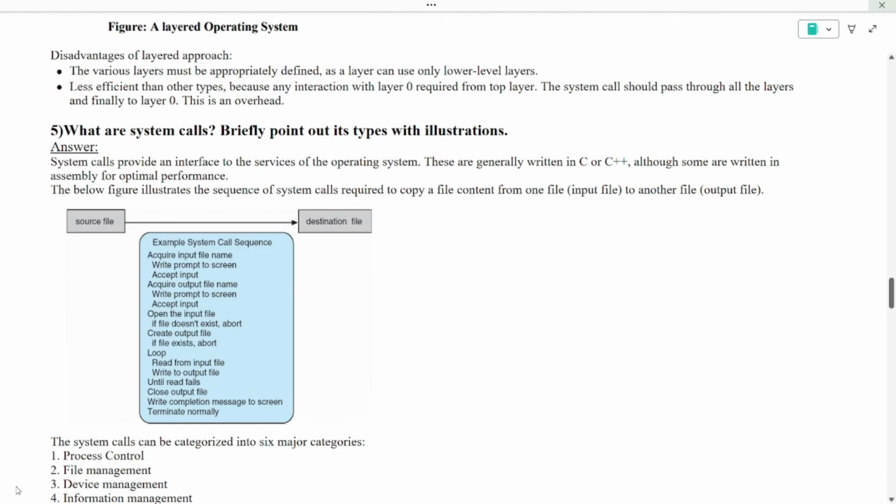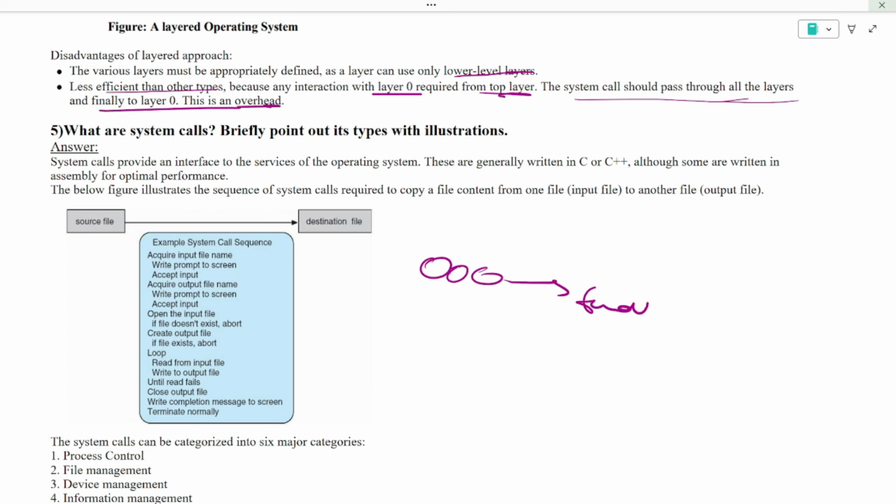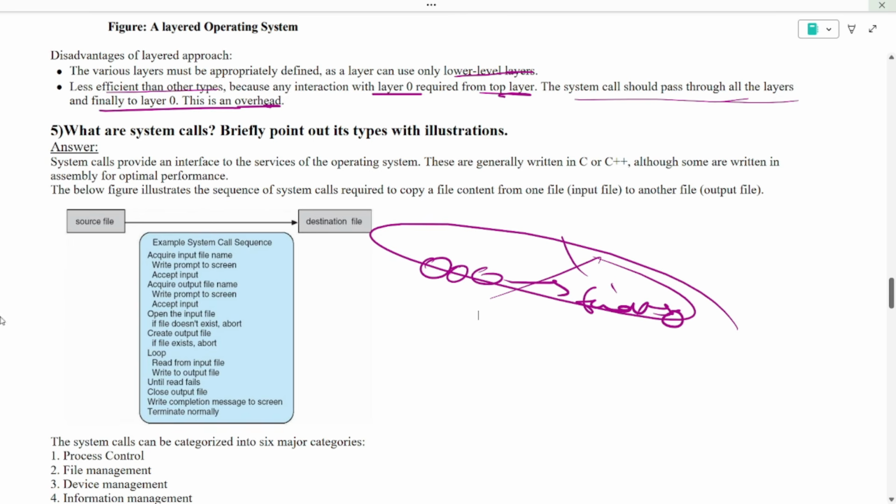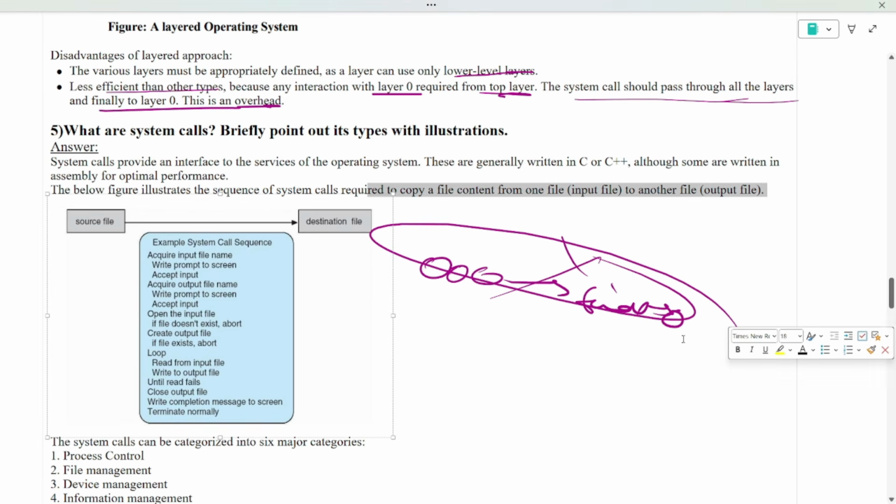Now next are the disadvantages. They are most appropriately defined as layers using only the lower level. It is less efficient than other types because the interaction from the top layer to layer 0 is involved. The system call should pass through all the layers, finally reaching layer 0. That is why it is not efficient.